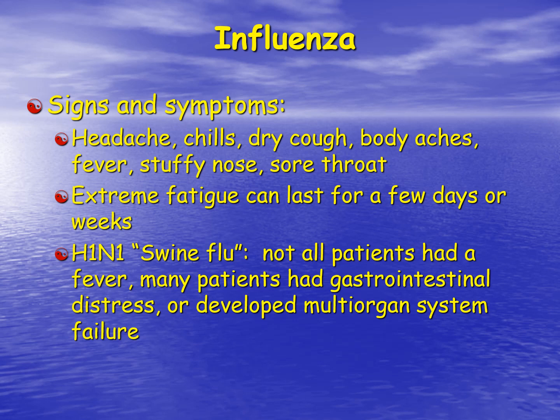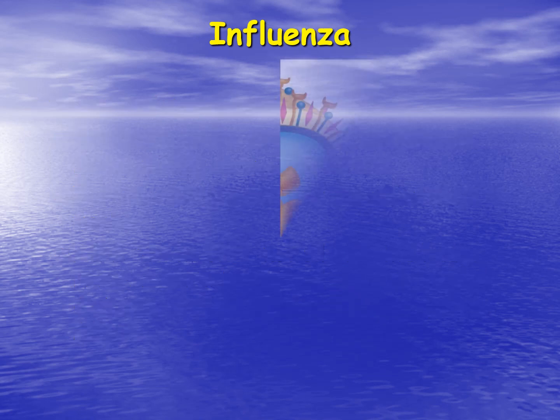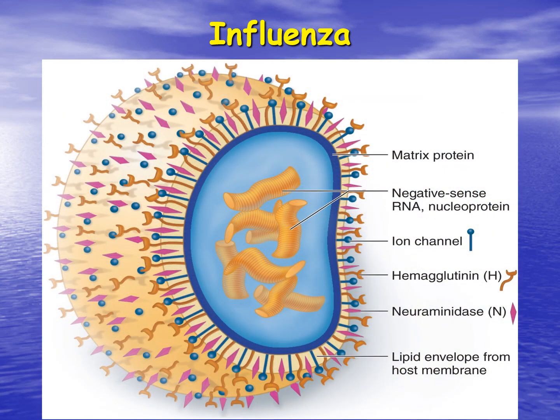H1N1, the swine flu: not all patients had a fever with this, but many patients had gastrointestinal distress and actually developed multi-organ system failure. And this was the swine flu that broke out in 2009. So, influenza is a negative sense RNA carrying virus. It does produce a hemagglutinin and a neuraminidase, and it is an enveloped virus.